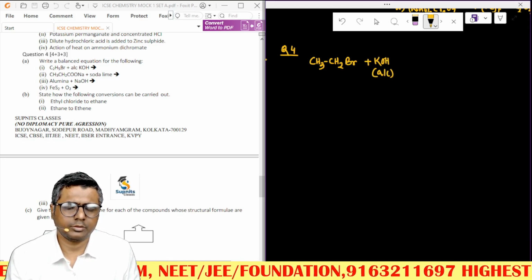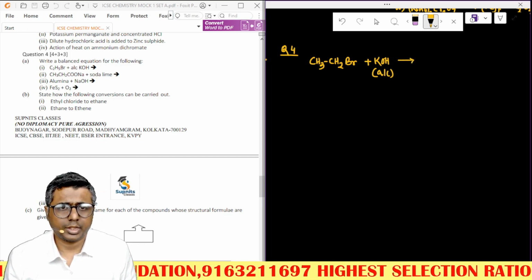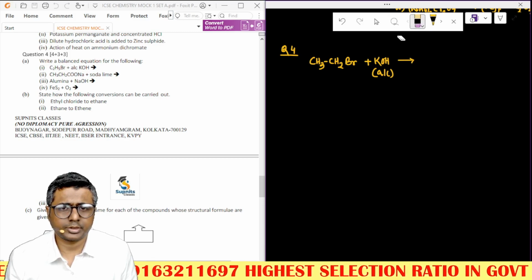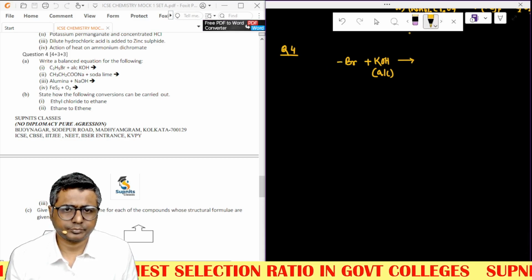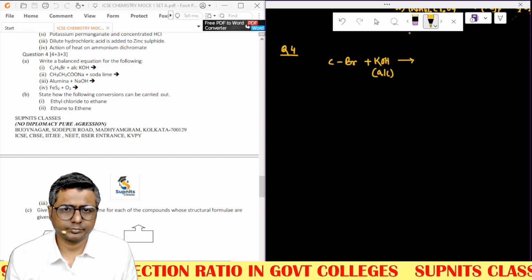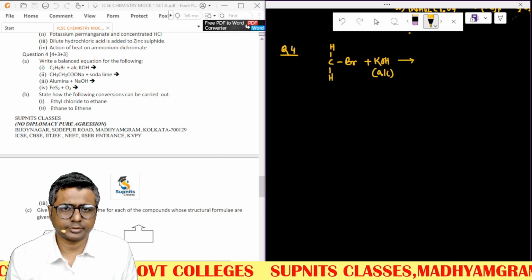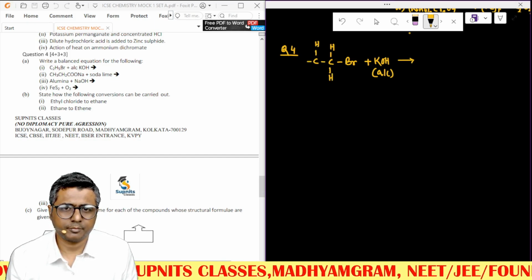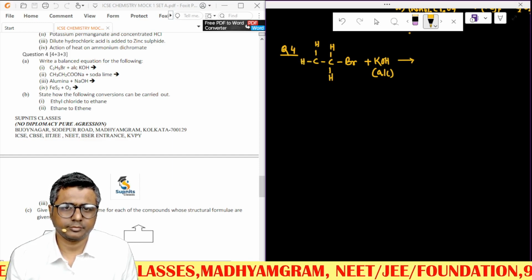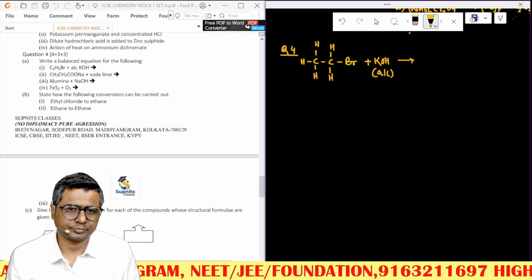So this will undergo dehydrohalogenation reaction. So I'll make this reaction a little bit structural. This is the way you need to write the reactions. Okay, please believe me, trust me, this will help you in organic chemistry.